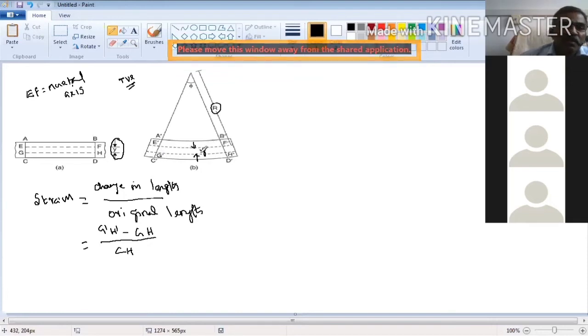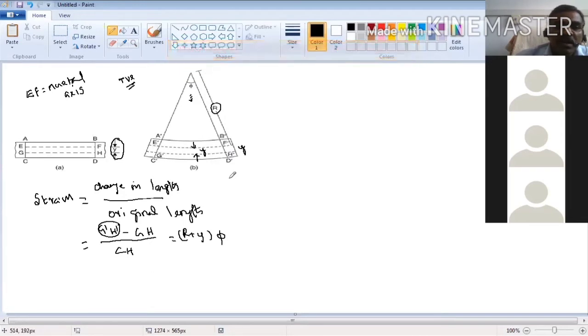Now I am going to write G dash H dash in terms of phi. How to write? The radius of curvature is R, and the angle is phi. So I can write R plus Y into phi. Right? Because G dash H dash is, this is R, this is Y. So R plus Y into phi will give the G dash H dash.